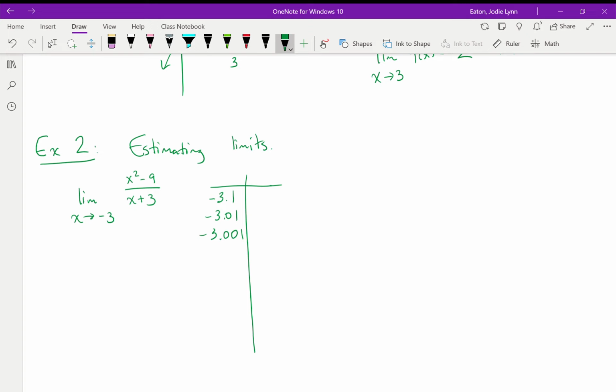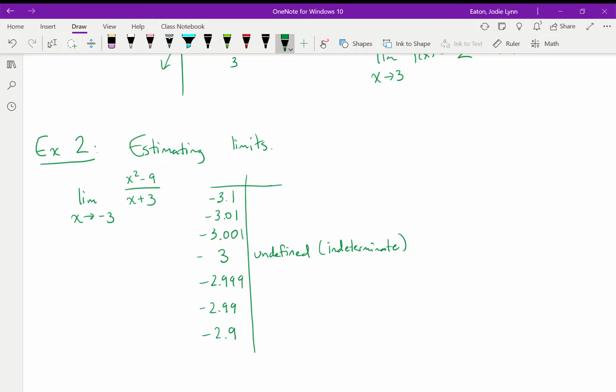These are from below. These are slightly smaller. Minus 3 we know will be undefined, or what we would call here indeterminate. 0 over 0 we consider to be generally indeterminate. There might be something we could figure out about that. So slightly bigger than minus 3 would be negative 2.999, 0.001 above it, negative 2.99, negative 2.9.